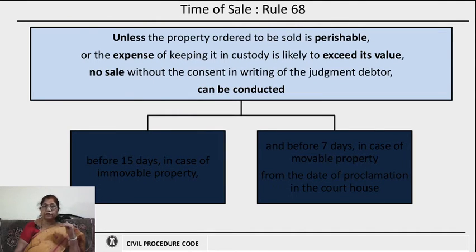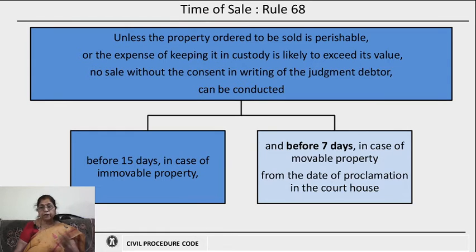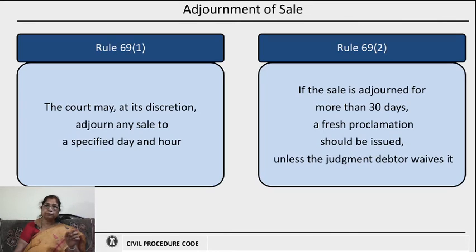Rule 68 says that unless the property ordered to be sold is perishable, or the court thinks that the expense of keeping it in custody is likely to exceed its value, then without the consent in writing of the judgment debtor, no sale can be conducted before 15 days in case of immovable property, and in case of movable property before 7 days from the date of proclamation in the courthouse. That means, when the sale is proclaimed in the courthouse, this time limit has to be observed.